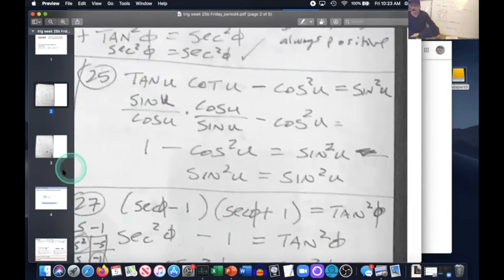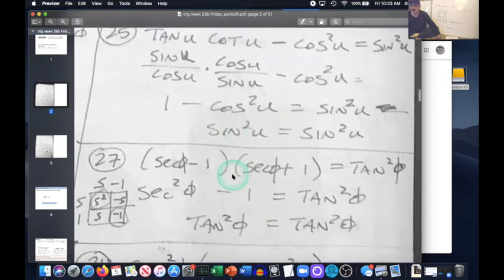Okay, and then here, again, I'm only working on the left side because that was the more complicated. Here I changed everything to sine and cosine, which enables us to simplify these two to 1. Well, that's a trig identity. 1 minus cosine squared is sine squared, so therefore we've proven that identity.